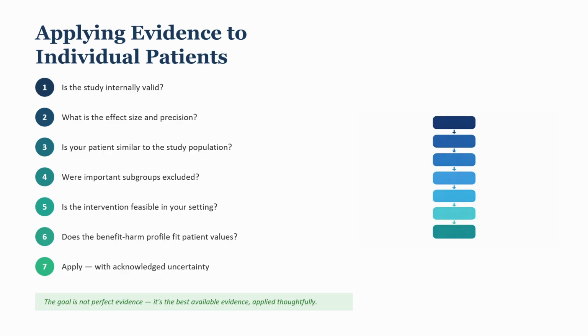Step 7. Apply the evidence and be explicit about where you're extrapolating. "This recommendation is based on evidence from a referral hospital population. Our patient differs in these ways, which introduces additional uncertainty," is an honest professional statement of humility. It's not a failure, it's good medicine.